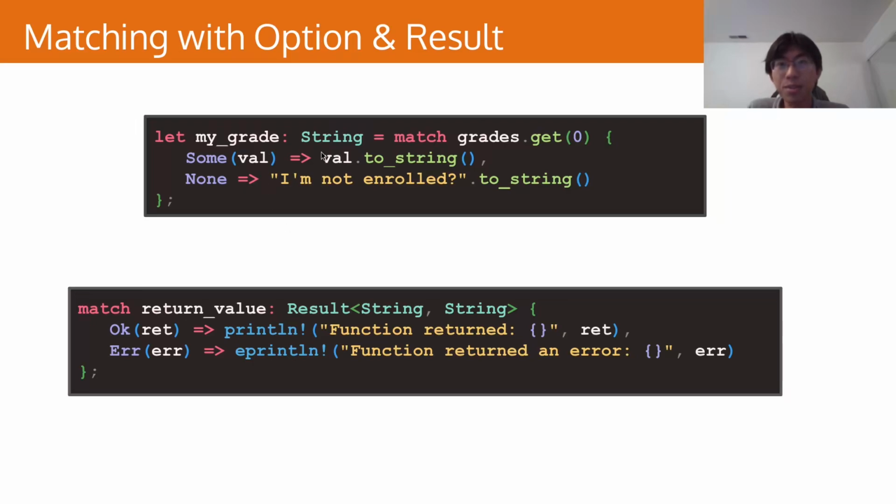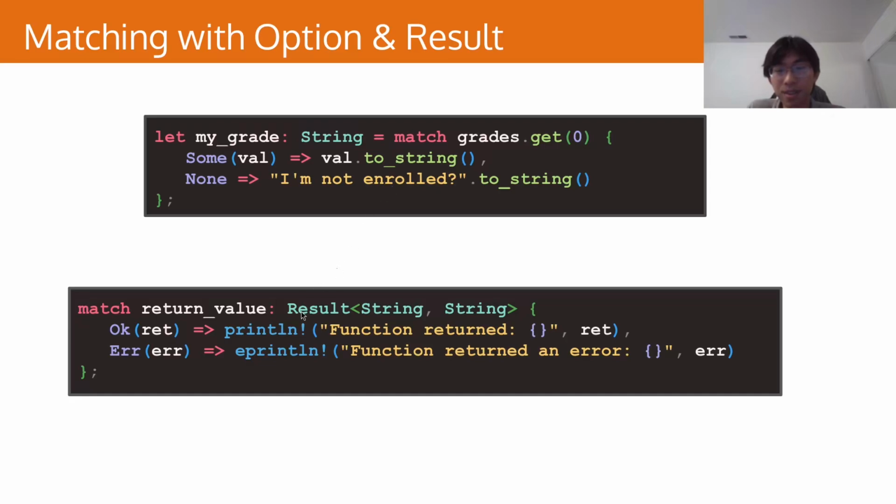Some examples of how we can do matching with Option and Result are here. As we talked about in the last lecture, if we have a vector and we use .get, it returns an Option, where it's Some if it's in bounds, or it's None if the index is out of bounds. So we can potentially use a match statement to check, okay, did we get a value? Was it in bounds? Is everything okay?